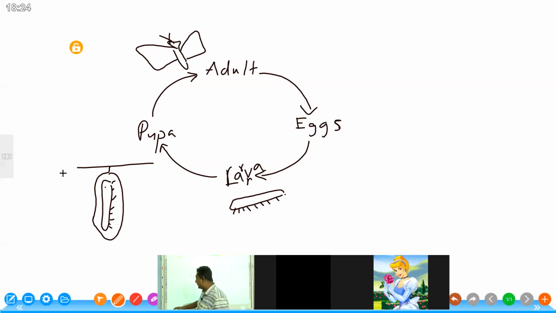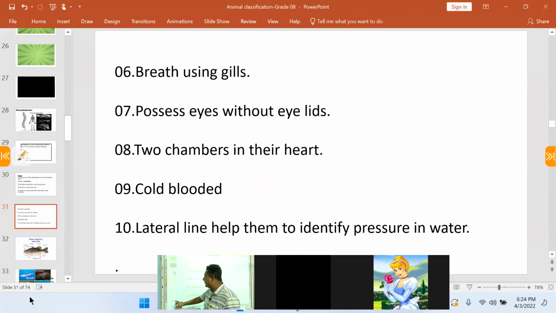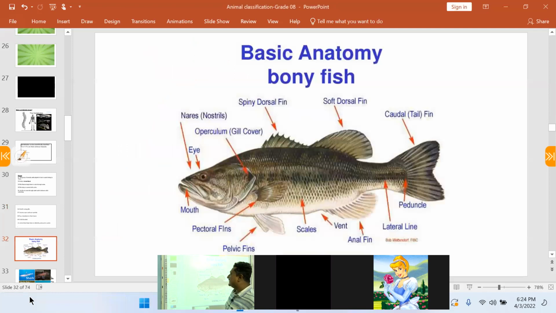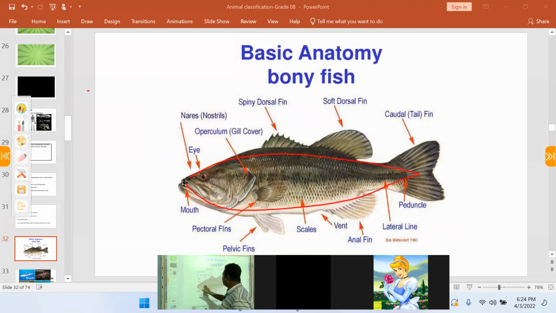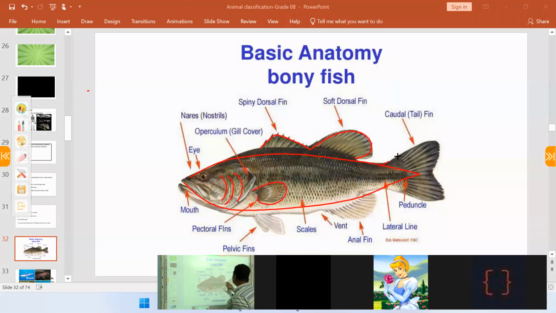They have bilateral symmetry too, like us. Look at the body parts of a fish: the streamlined body shape, the gills that they have, the fins that they have, the tail fin and others. Eyes without eyelids, scales, and here's the lateral line. All vertebrates are bilateral or symmetrical.